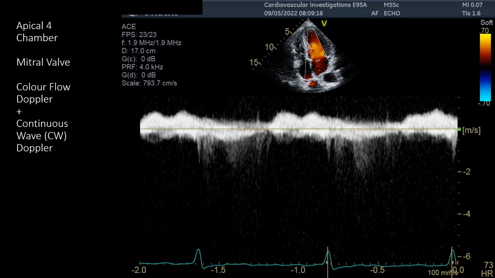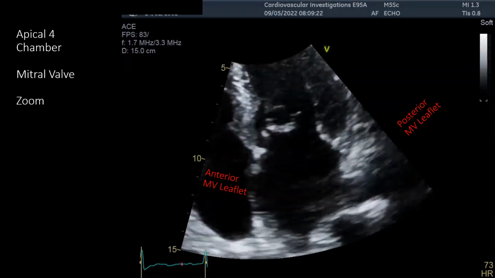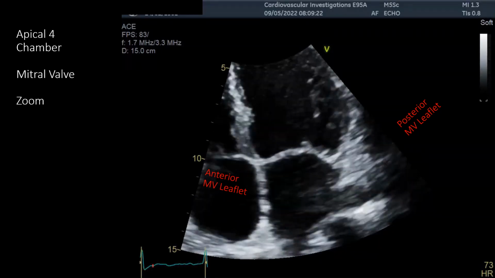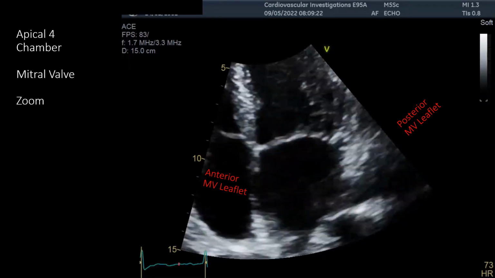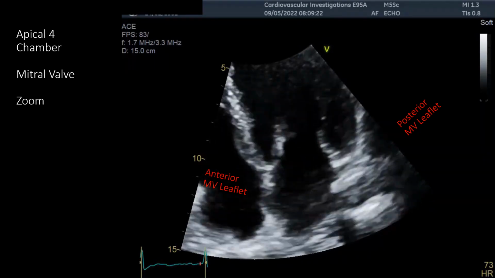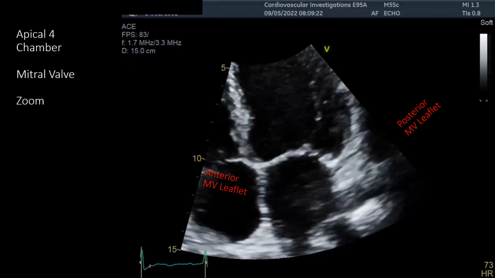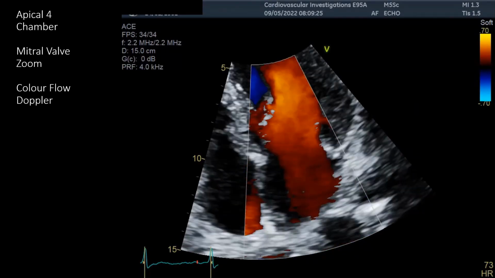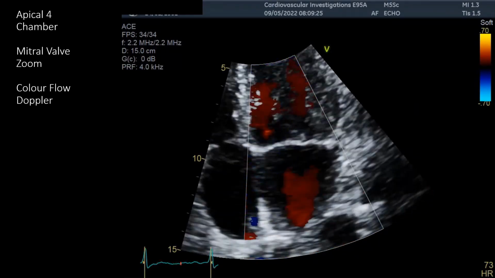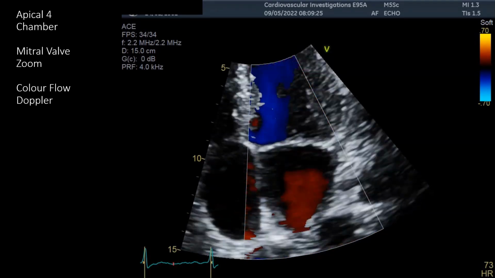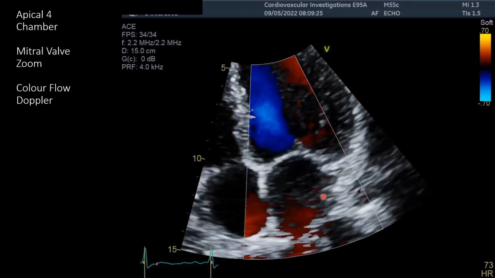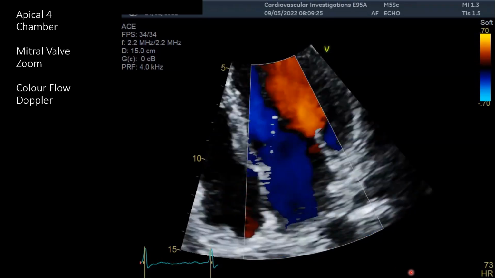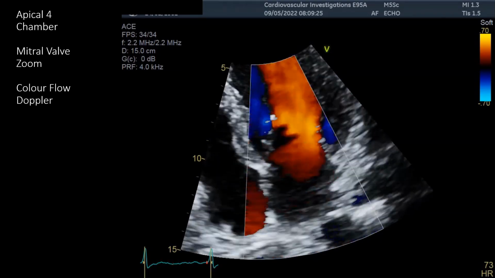A zoomed view on the mitral valve leaflets, which we have done already, but again, this is a different view, so it's useful to look for any abnormalities or pathologies that might not be visible on all views. And so we can see the anterior and posterior mitral valve leaflets. And then just some color flow over that zoomed image shows that very small amount of blue flow, signifying some very trivial mitral regurgitation.